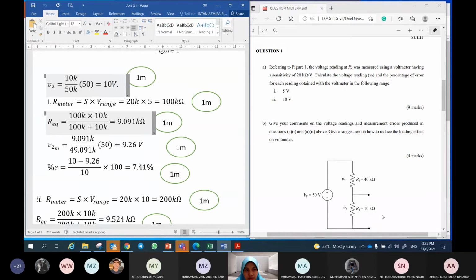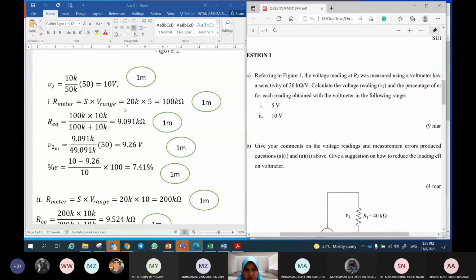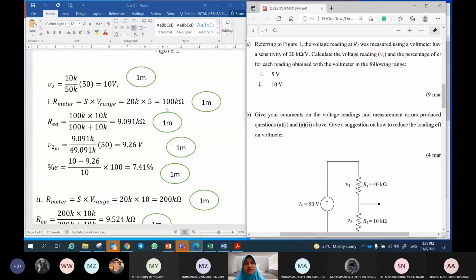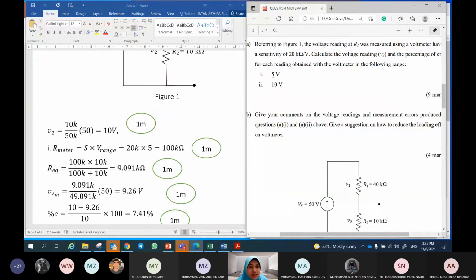Okay, so we have the information of sensitivity, 20K, multiplied with the voltage range. Number one is 5, so the resistance is 100K. Actually, this is the mistake where the actual reading is 10 volt, but the voltage range for the first voltmeter is 5 volt. So the range of the voltmeter should be larger than 10 volt. So this is a mistake of the question. But never mind. Maybe we have a few versions of the solution. I will consider this mistake.